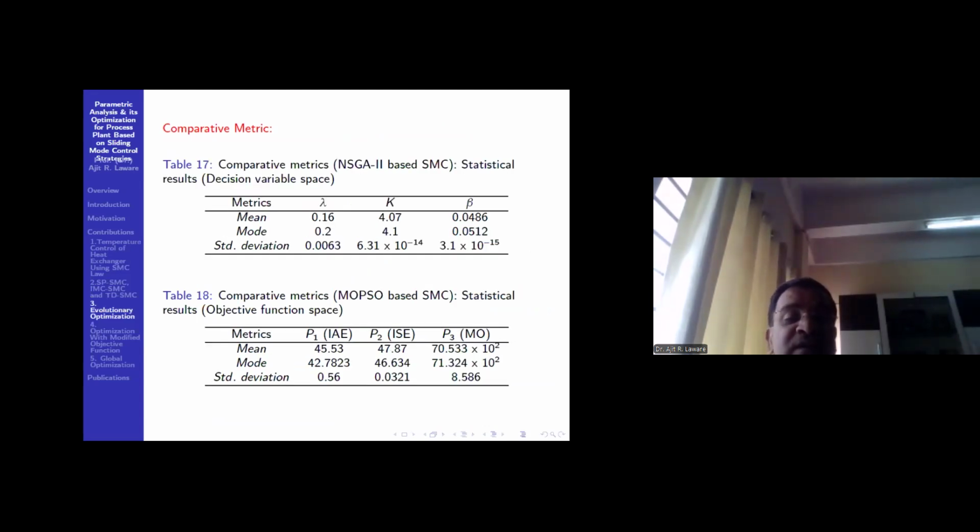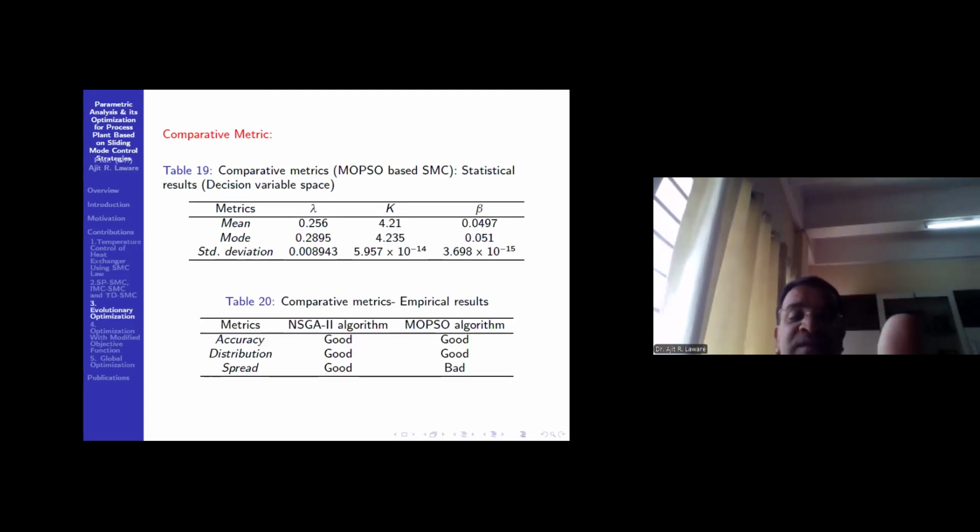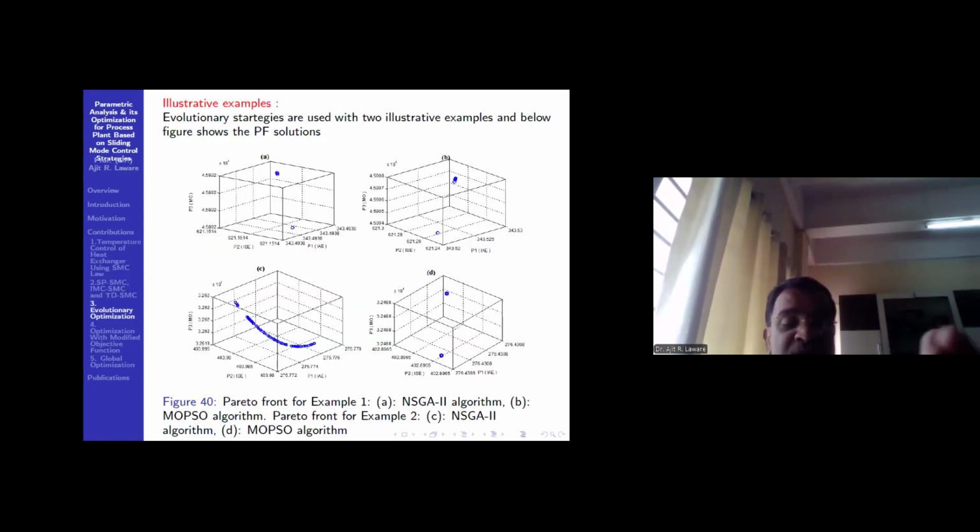Then comparative metrics like the decision variables lambda, k, and beta. These are the decision variables or controller parameters, and related to that, mean, mode, standard deviation are there. Again, mean, mode, standard deviation have been calculated based on the objective functions. The same treatment is for MOPSO based SMC. So these are the Pareto front solutions of the NSGA2 and MOPSO algorithms. Better scattering for MOPSO has been observed.